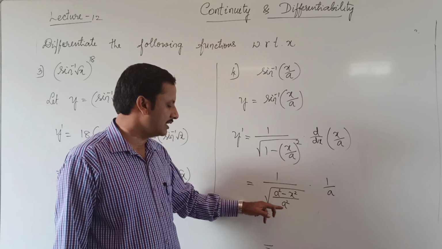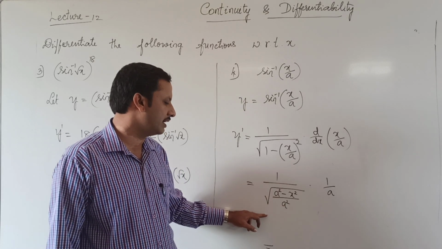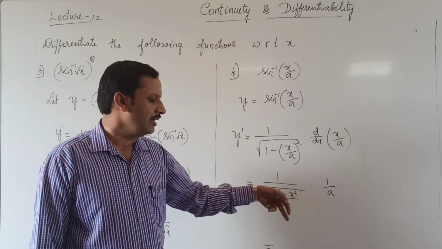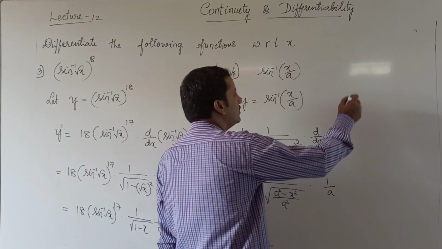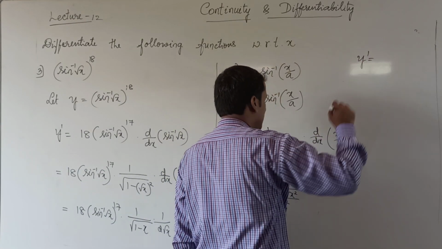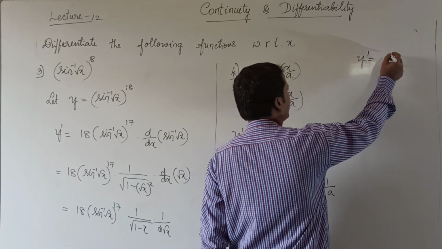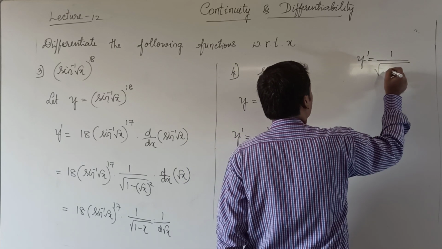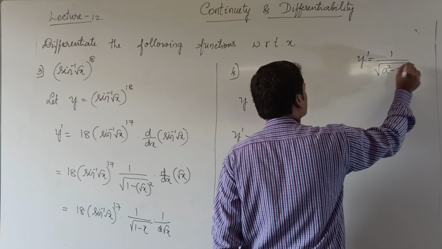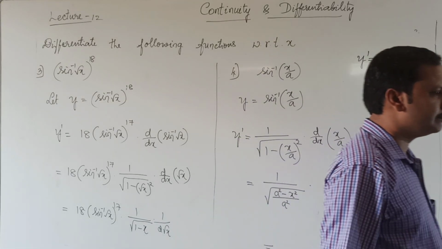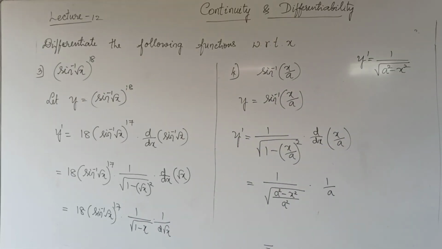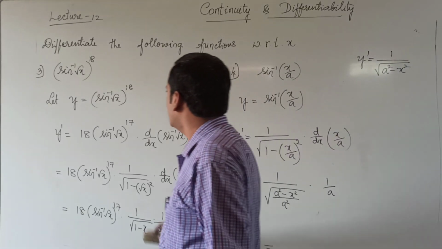Simplify this. A square comes outside the root, it will be 1 by a, goes up to a, and gets cancelled. So you will have y dash is equal to 1 by root of a square minus x square. Next question.